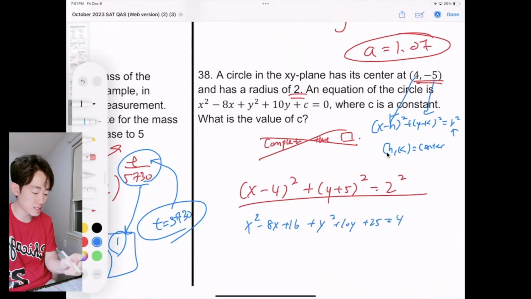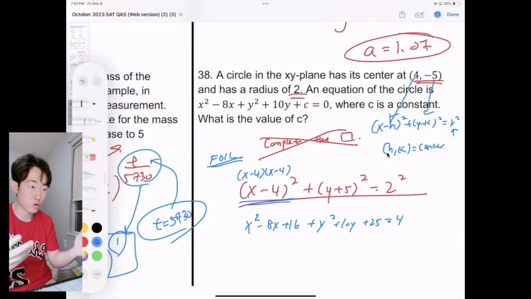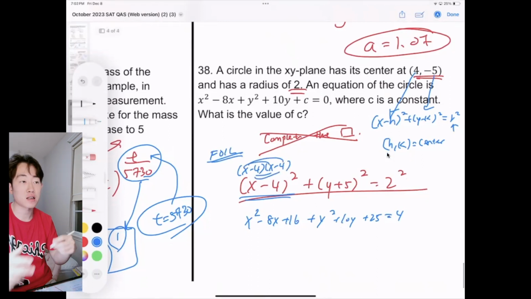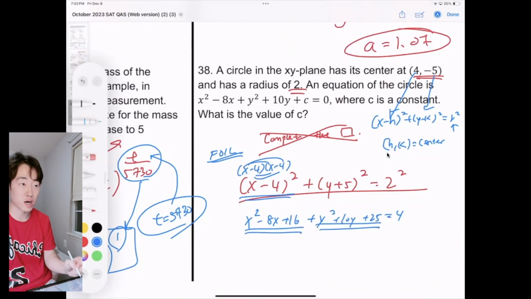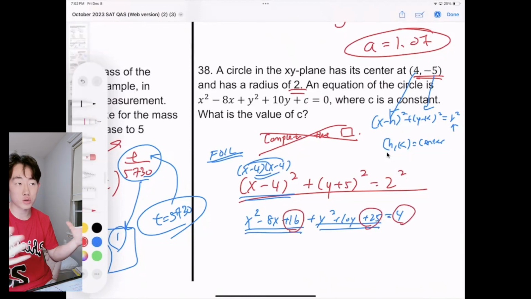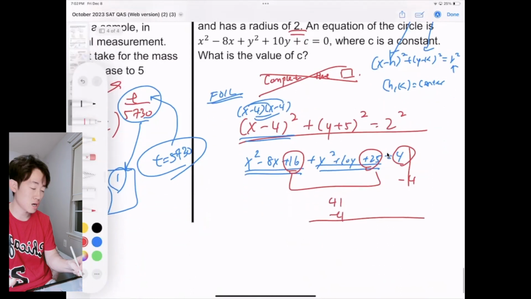what essentially I'm doing is expanding this by doing x minus 4 times x minus 4. FOIL, first, outer, inner, last. I hope you know how to do that. I'm not going to go over that here. And then when you combine the middle two like terms, you're going to get this. Then you get this for the y's. Then you can see how the 16, 25, and the 4, those are all of your like terms that can be combined. These two together will give you 41, but you need to subtract the 4 on both sides.